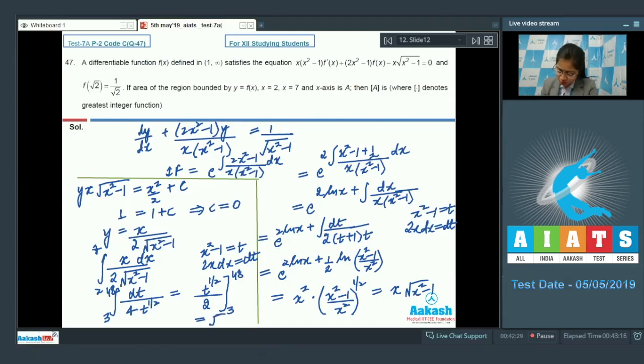So this is equal to (root 48 minus root 3) whole divided by 2. So that is equal to (4 root 3 minus root 3), that is 3 root 3 divided by 2. So its greatest integer will be equal to 2. So the answer of this question is 2.